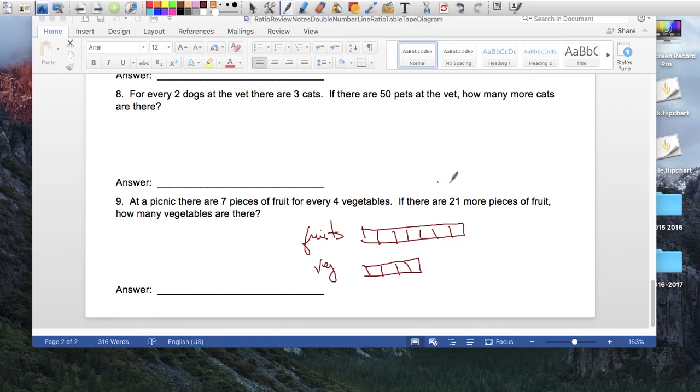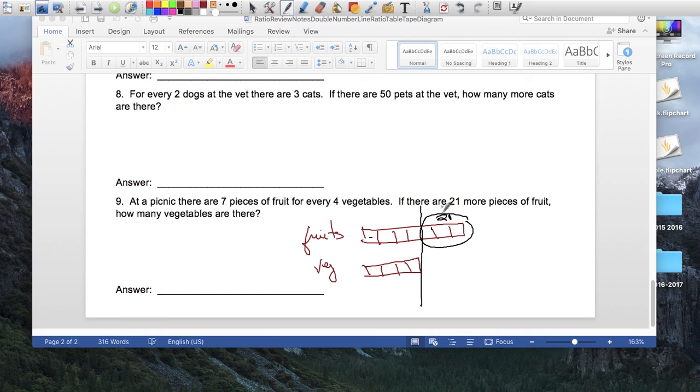Now, it says that there are 21 more pieces of fruits. Of course, there's more fruit. You can tell clearly by the picture that there are more boxes for the fruits. So there's definitely more fruits here than vegetables. How much more? Well, what part represents the more part? Well, I'm going to draw a line here. This 1, 2, 3, 4, 1, 2, 3, 4 are exactly the same. The more part is this. This is how much more the fruits have. Those 3 boxes are the more part. And that more part is represented by the number 21 in this particular problem.